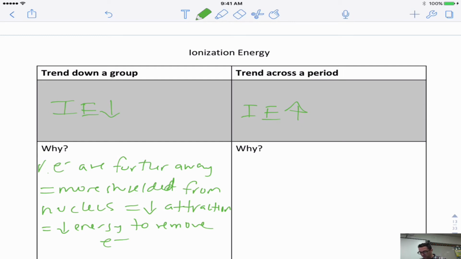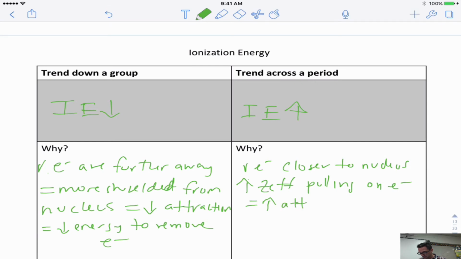If we go across, well, now the valence electrons are closer to the nucleus. There's also a greater Zeff pulling on those electrons. That means that the attraction is greater, and so that will equal a higher amount of energy to remove an electron. So the ionization energy goes up.